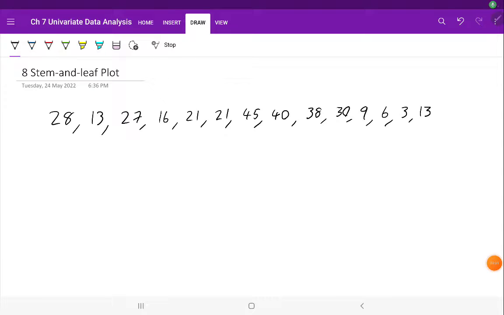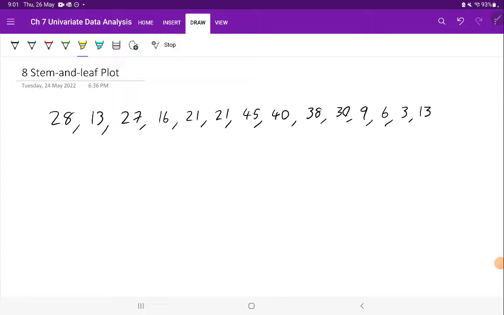So today we're going to have a look at stem and leaf plots. A stem and leaf plot is a really great way of doing discrete data. Why discrete data? Well, with discrete data, you can see that you're never going to get any more than a two-digit number in this case.